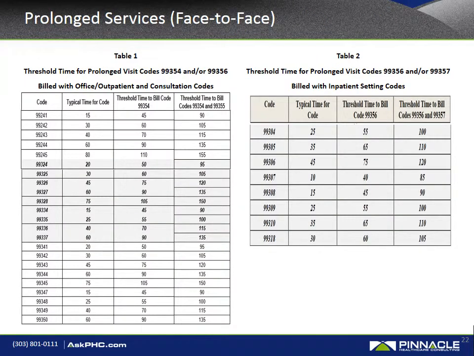Prolonged service codes are selected based on the place of service. The two tables on this slide are examples of inpatient and outpatient prolonged service codes and time thresholds. A complete table of prolonged visit codes and threshold times can be found on the CMS MLN Matters Change Request number 5972.